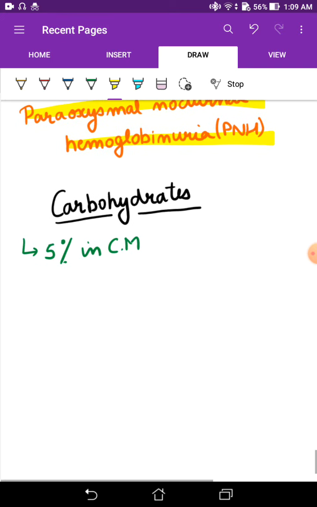Now the last component we have is the carbohydrate, and as I said, this is present in the least amount, only 5% in human beings.